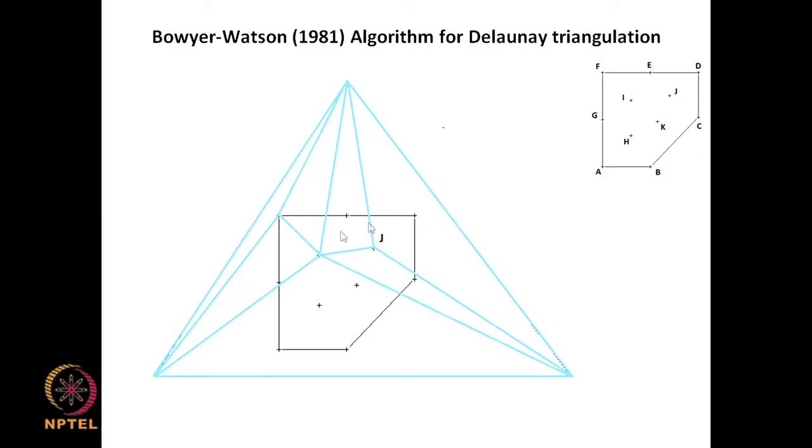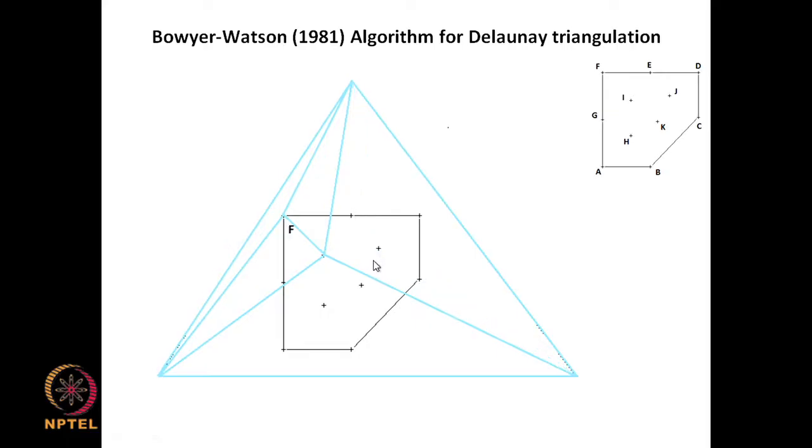Okay. So, now you can introduce the next point, which is point J here. Again, the first thing is that we have to find out into which of the existing triangles J falls. Again, we go through the same argument about J being to the left of all the edges as we go in the counterclockwise direction. For example, you go in this direction, J is to the left, J is to the left here, and J is to the left as you go along this. So, this J falls in this. All these other nodes are not yet there.